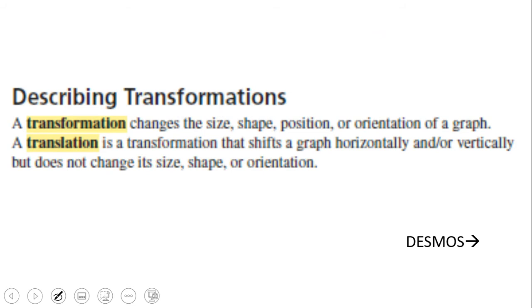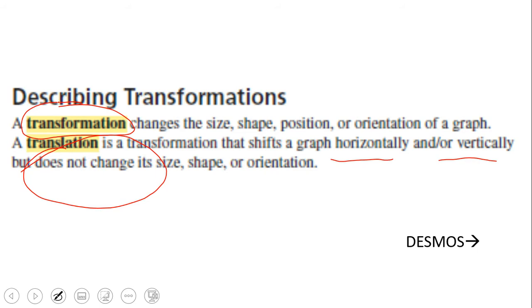Then transformations. I'm sure you've heard of transformations before. Remember that a transformation changes the size, shape, position, and orientation of a graph. A translation only changes the graph to move horizontally or vertically, but it does not change its size, shape, or orientation. So a transformation is when you stretch it and shrink it. A translation is really more of just you move it.